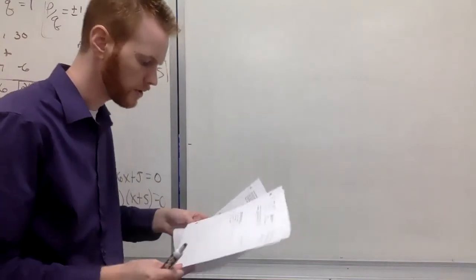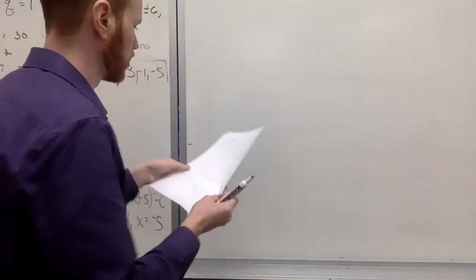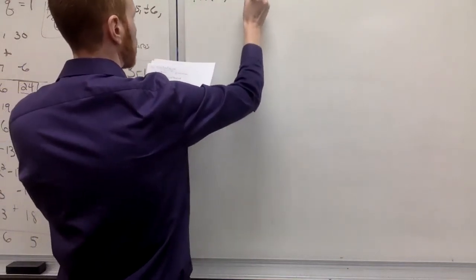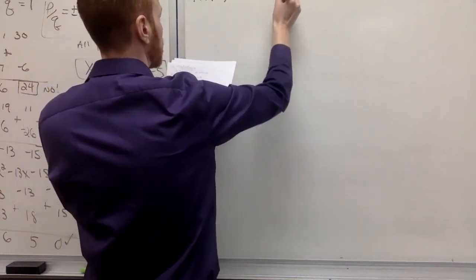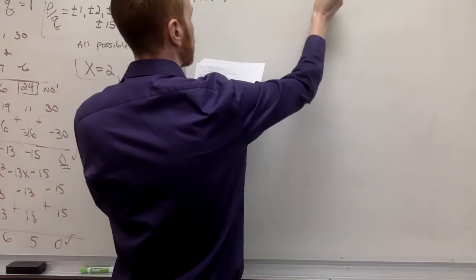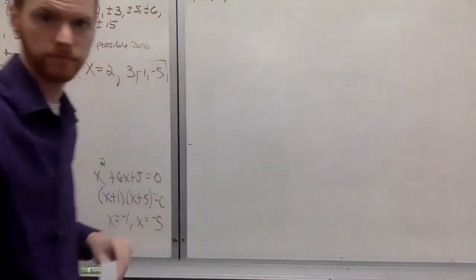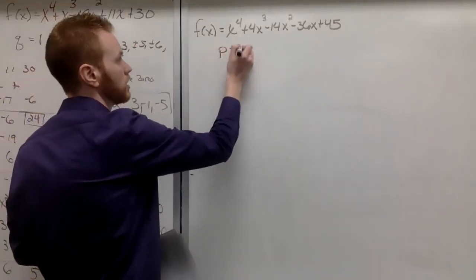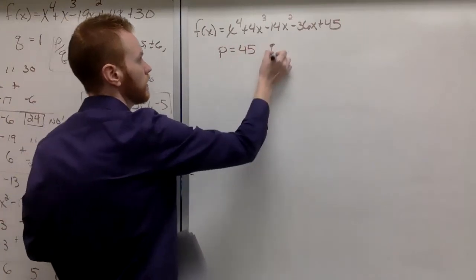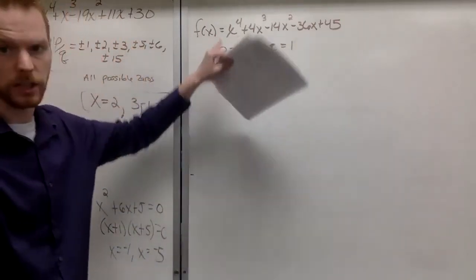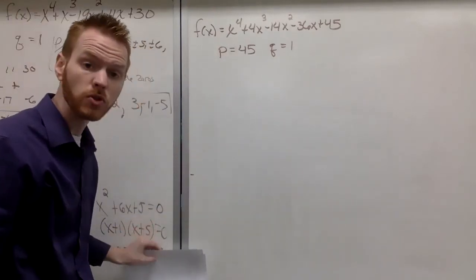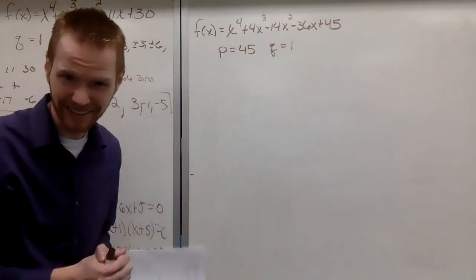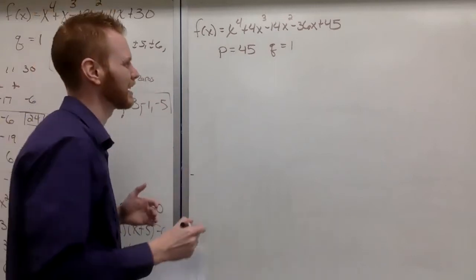Same thing, we're gonna find all the zeros for this function. There we go. Okay, so the p-value is 45, that's the constant. The q value is 1, the leading degree. Now, this will have 4 answers too, right? Because the degree is 4. And hey, q's 1. Yes, finally. Well, not finally, we had the last problem like that, but that's nice.